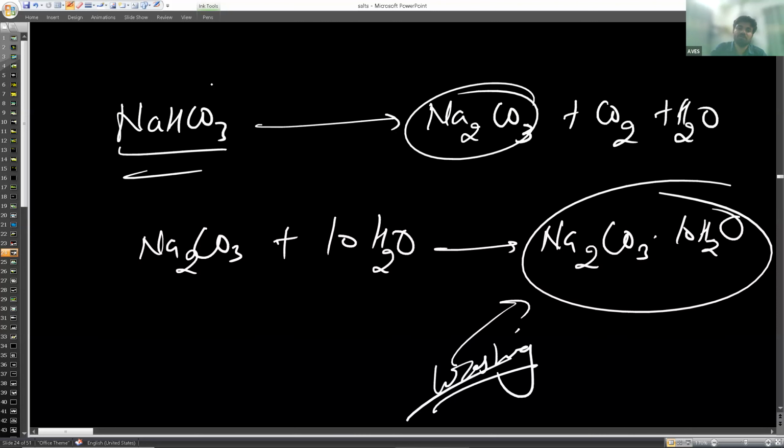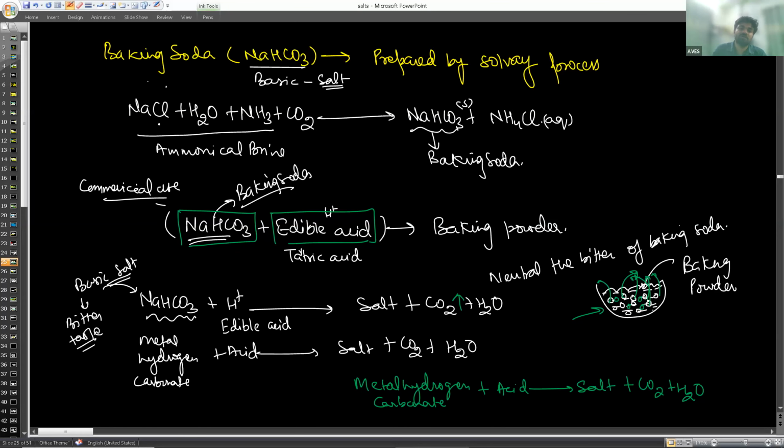Okay. So note it down, how can we prepare baking soda? There is a preparation method of baking soda. Baking soda is sodium hydrogen carbonate, prepared by the Solvay process. Write it down, each and everything. This is the baking soda.